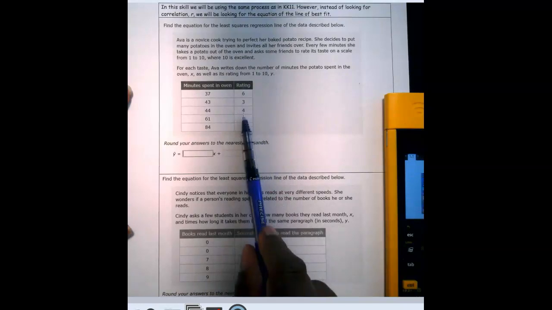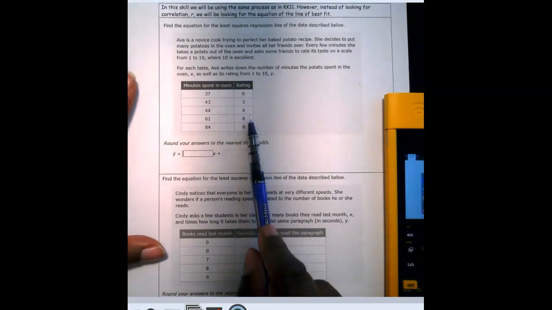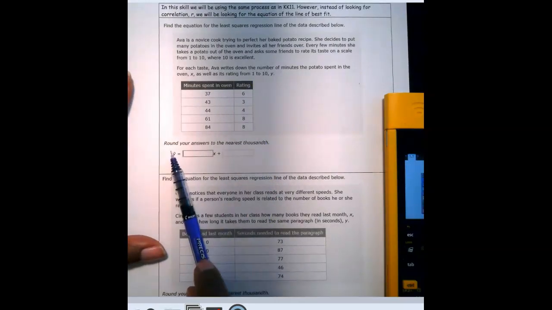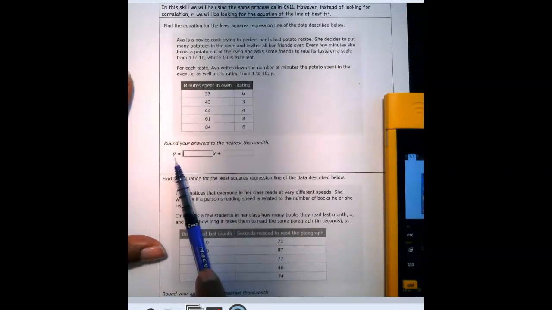So the rating is the output. So I eat the potato, I tell her what I think. And that is our output or our range. Okay, so we're told to round our answers to the nearest thousandths. And notice this looks like Y equals MX plus B. Well, this Y hat is something you're going to do in statistics. So pay close attention to this because you will use it again.